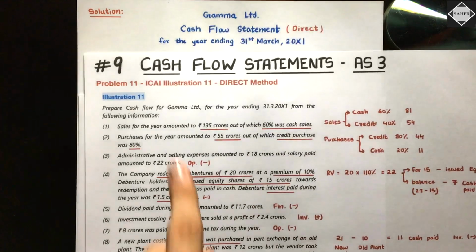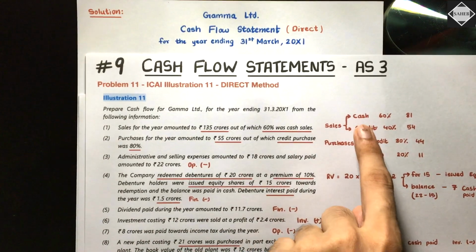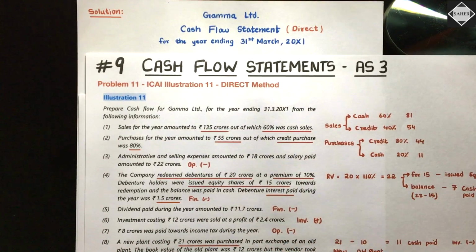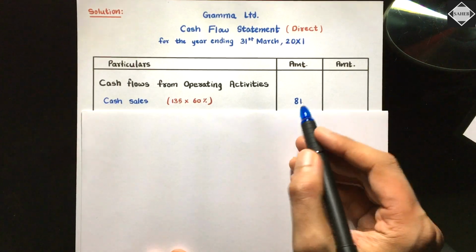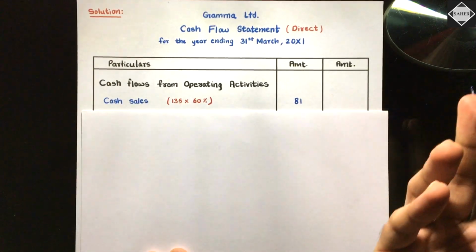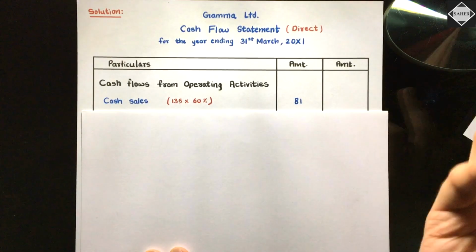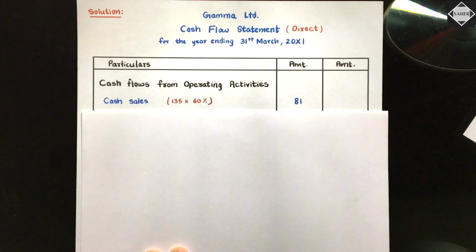In the first point, we had cash sales, right? How much cash sales? 81 crores. So directly we can take that over here. 135 into 60%, 81 crores cash sales. Is it clear? This is how you have to do. Just cherry picking, pick and drop. Is it clear? It's direct method.